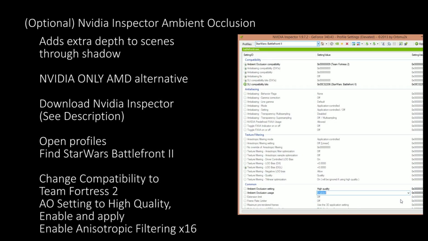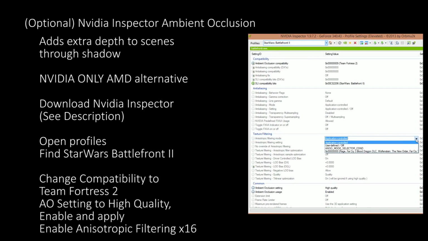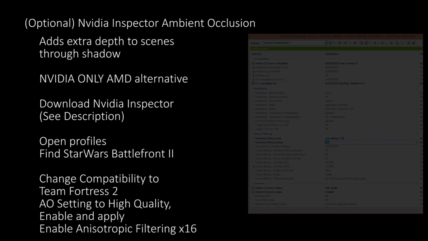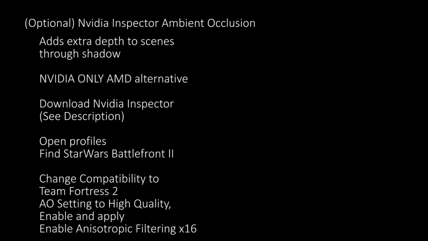You can also enable anisotropic filtering by changing anisotropic filtering mode to user defined, followed by anisotropic filtering setting to 16 times. You may then hit apply. At this point you will now have the game ready to play.